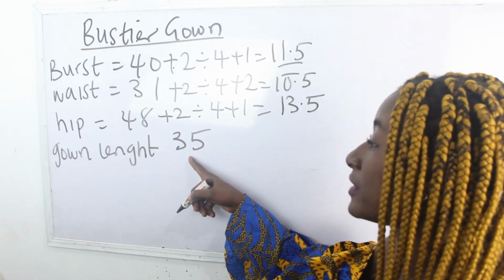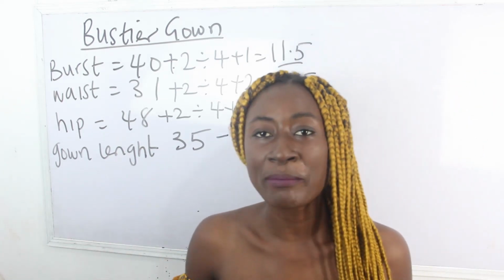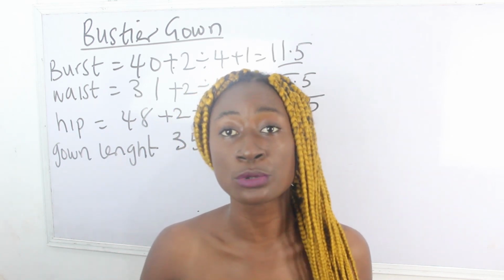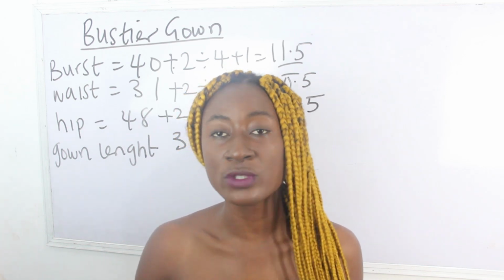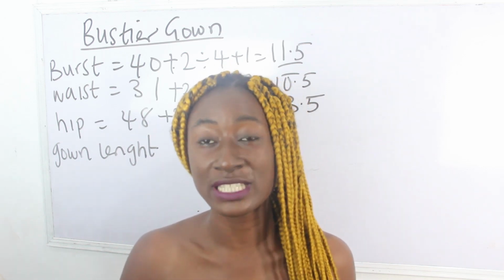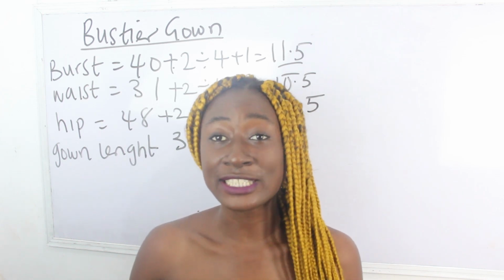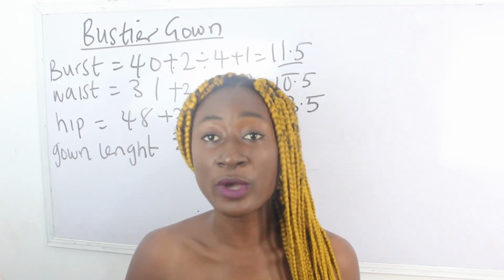So this 35, now you will go ahead and deduct your half length. Now what do I mean by half length? Our half length is simply from our shoulder measurement to 1 to 2 inches above your navel, which is usually around our under bust measurements, right? Now you will go ahead and deduct your half length from your basic measurement.